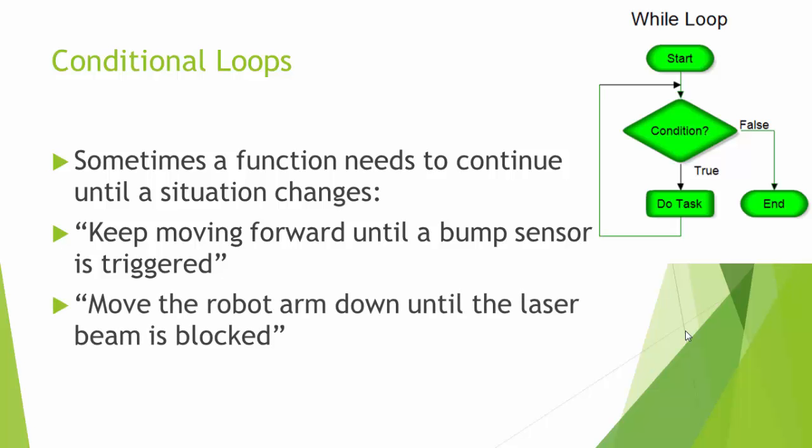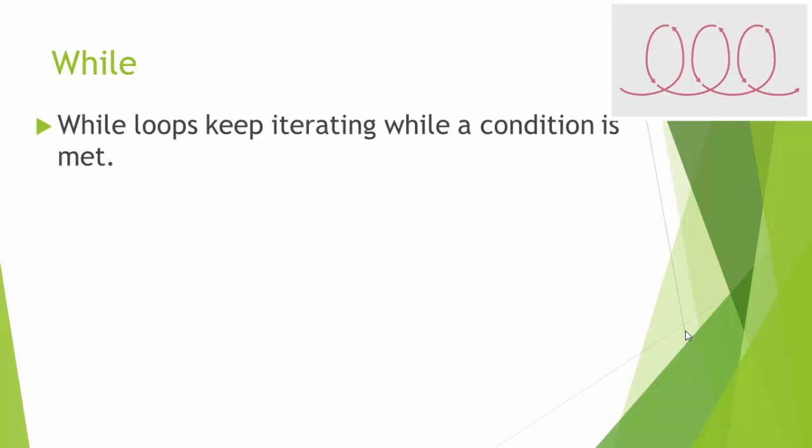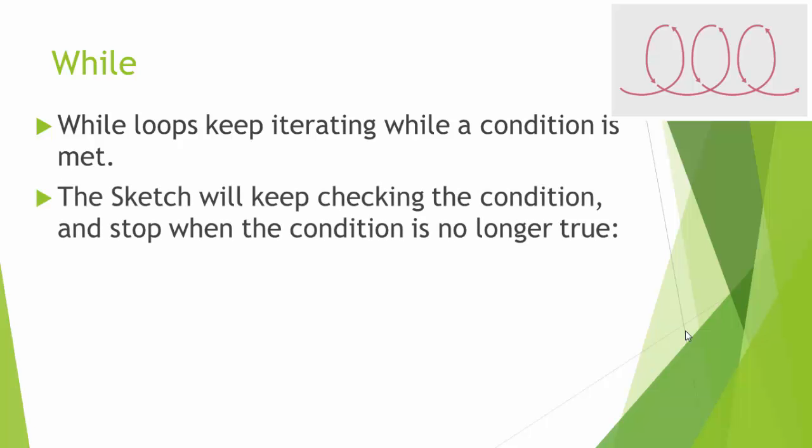Or we might want to move a robot arm down until it blocks a laser beam. Keep moving, keep moving, keep moving. Oh, the condition of laser beam blocked has been met, and this loop stops working. There are lots and lots more examples of this kind of conditional loop. So if we want to implement a conditional loop, we usually use what's called a while function. We already saw this yesterday. The loop keeps iterating while a condition is met.